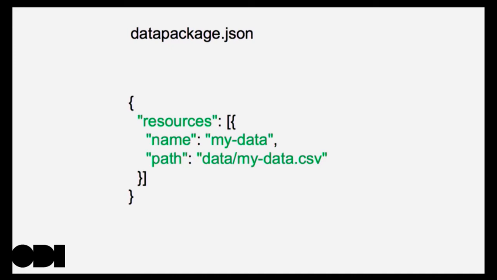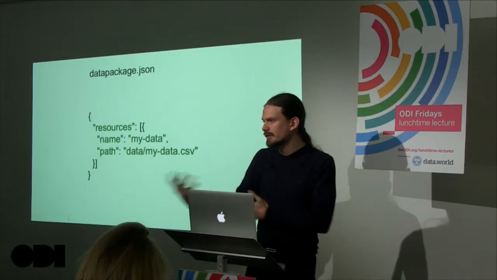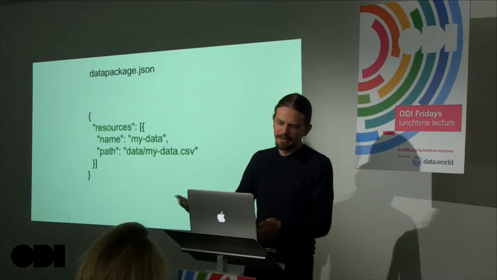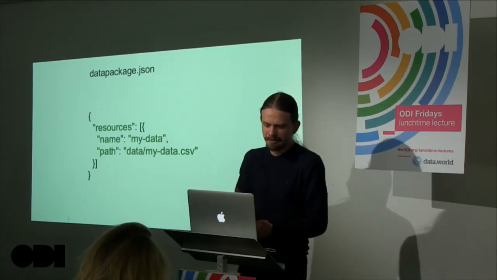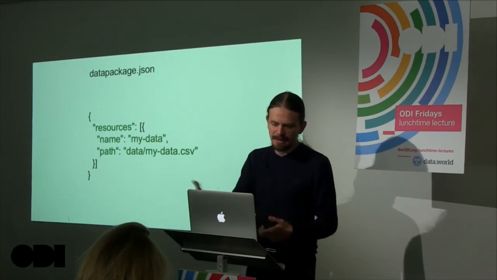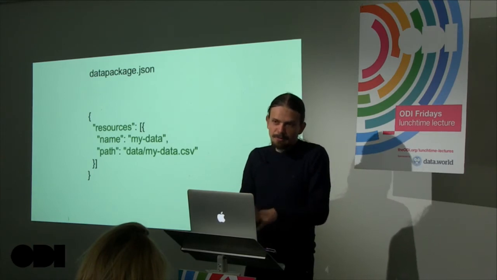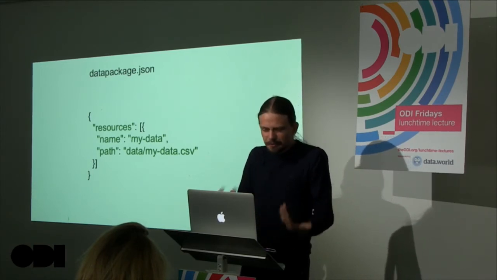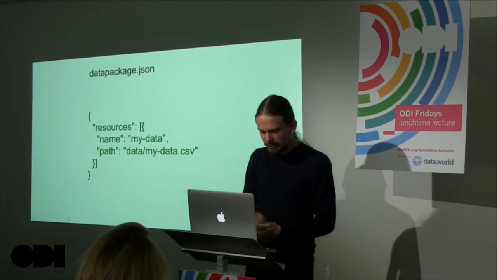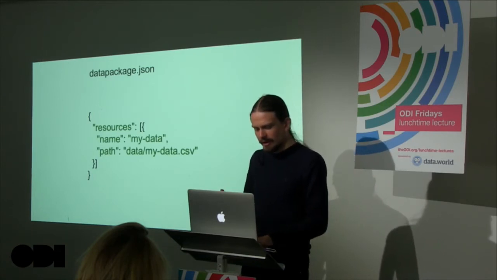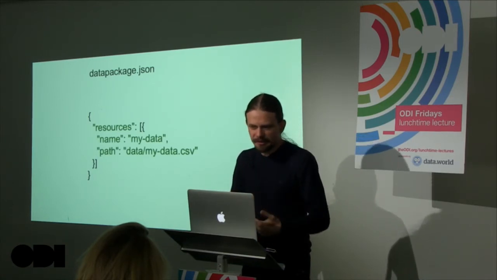In this case, we have these resources. Resources are the data files. That's an array. And we have a single data file that has a name and has a path for where the data is. This is very simple, not that useful, right? We're just pointing to where the data is. But we already get a little bit useful.